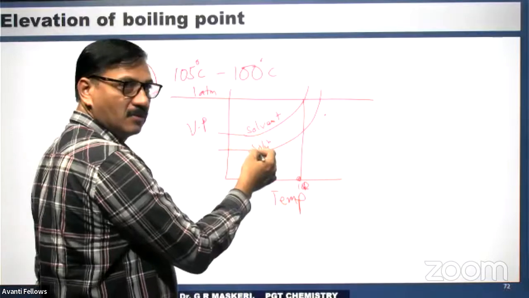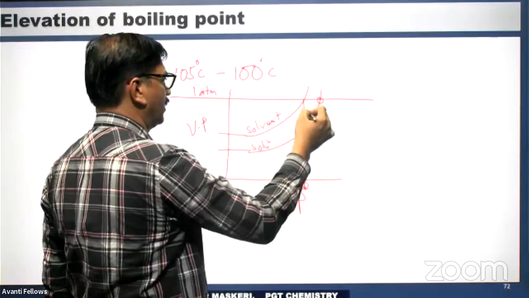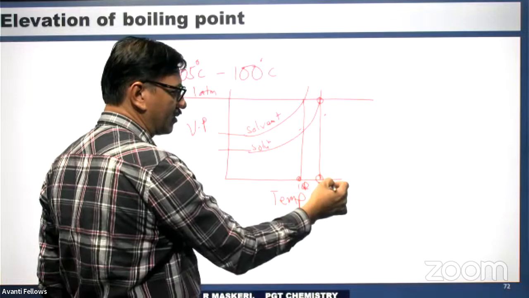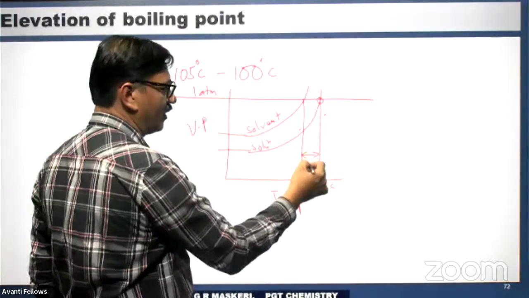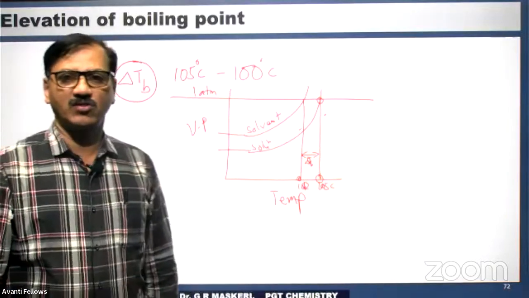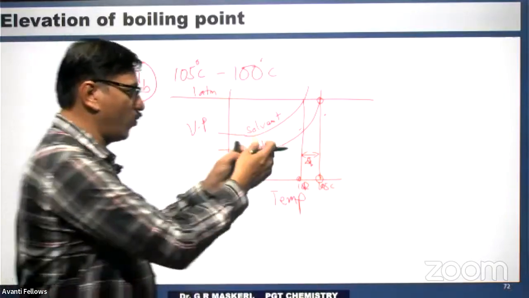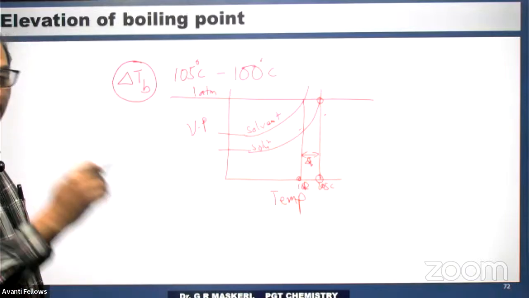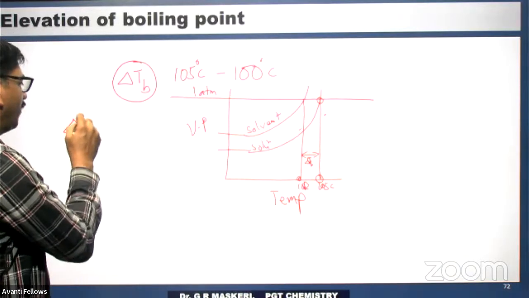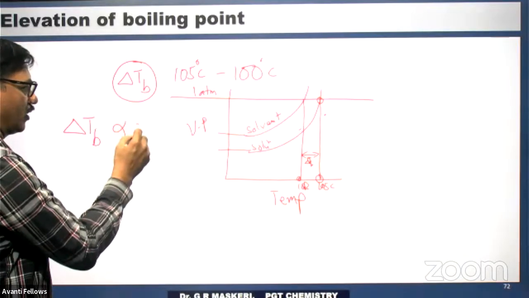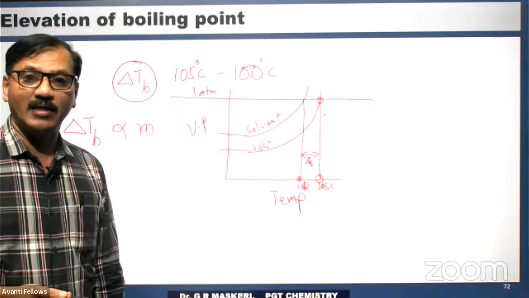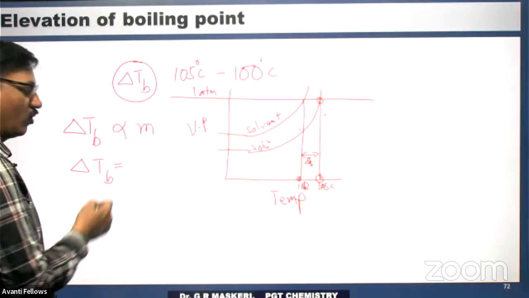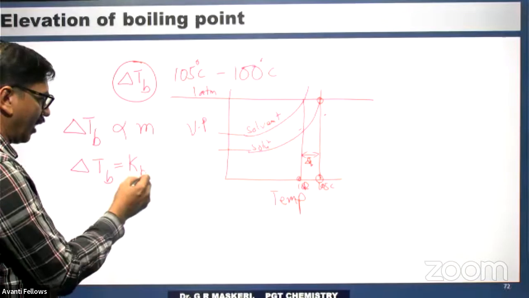If it is a solution, it touches 1 atmosphere at a little higher temperature, maybe 105 degrees Celsius. This difference is called delta TB. If you want to increase delta TB, more solute should be added to the solution. Mathematically, delta TB, the elevation in boiling point, is directly proportional to the molality of the solution, m.